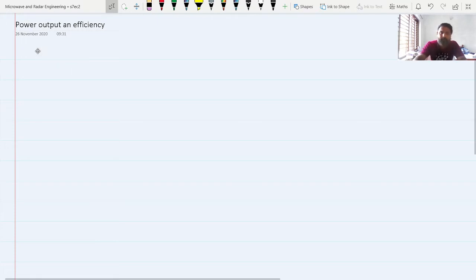Today, I will discuss the power output and efficiency of a Magnetron oscillator. The last session also covered one problem related to the Magnetron oscillator. So let me proceed with that one. Power output and efficiency of Magnetron oscillator.